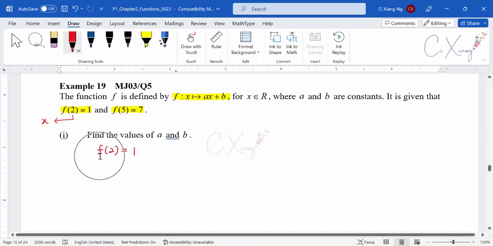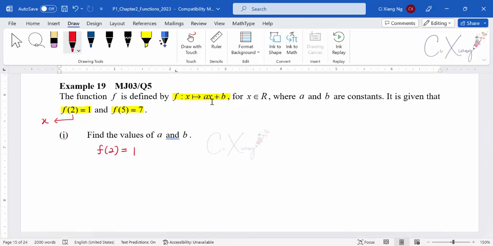Since f(2) equals 1, what is my f(x)? f(x) is ax plus b. Now f(2) means that x becomes 2. Therefore, I will have 2a plus b, and this result equals 1. So we have this as the first equation.